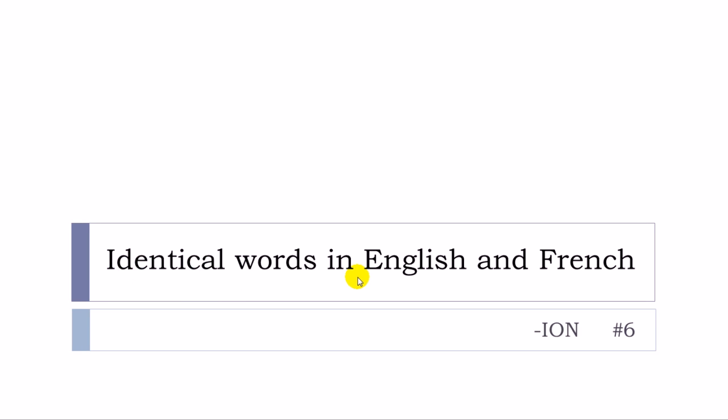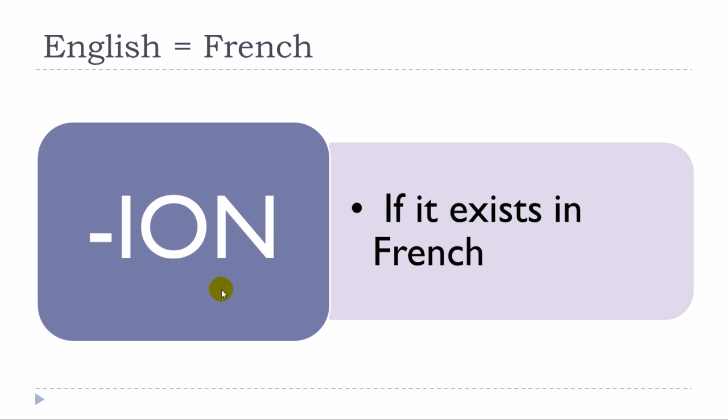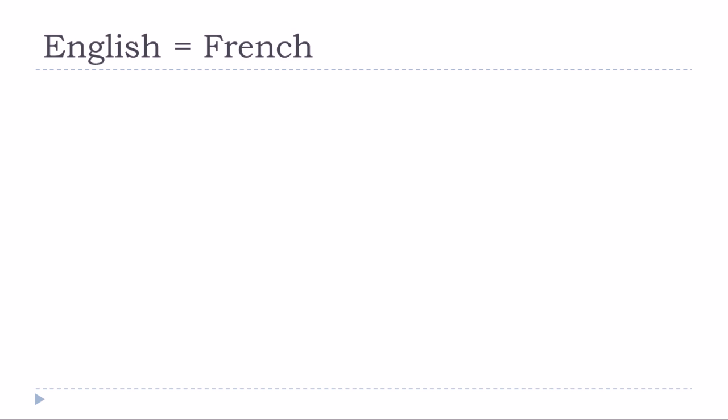Élucidation. Identical words in English and French, and we'll concentrate on the words ending with -ION, okay? And then remember the main thing with these -ION words in English: it must exist, of course, in French, because it's not the case for all the -ION words in English. And then in some cases we'll have some modifications in the writing in French, okay? So let's continue with 50 new words.